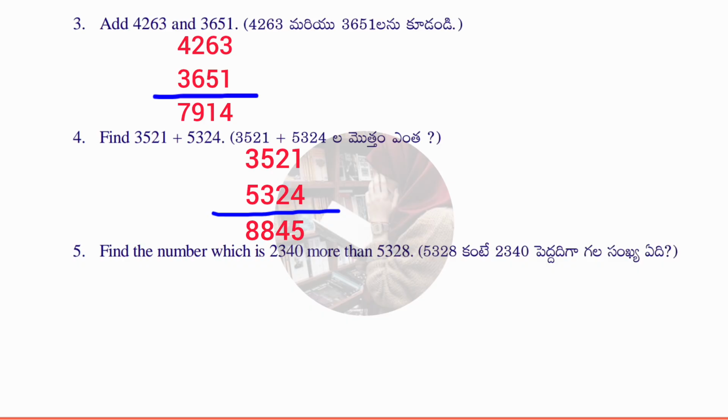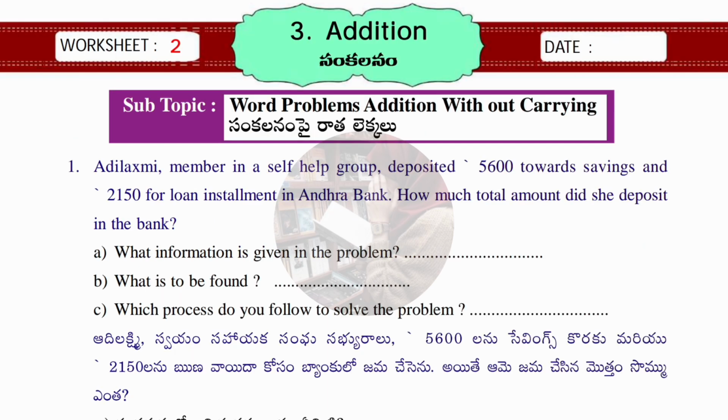Okay, let's see the fifth question, which is: Find the number which is 2340 more than 5328. So here whenever you see more than in the question means you have to add that number to the given number. Okay. If you see less than, then you have to subtract that number from the given number. Okay, let's see. 5328 plus 2340. You will get the answer as 7666. Understood, guys?